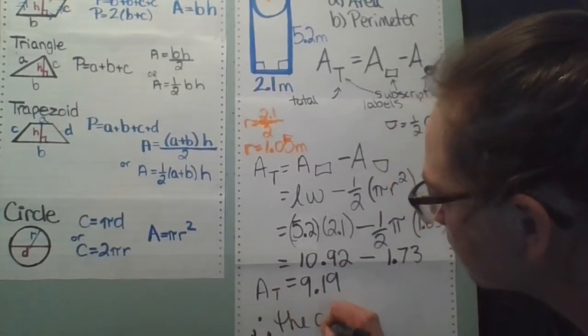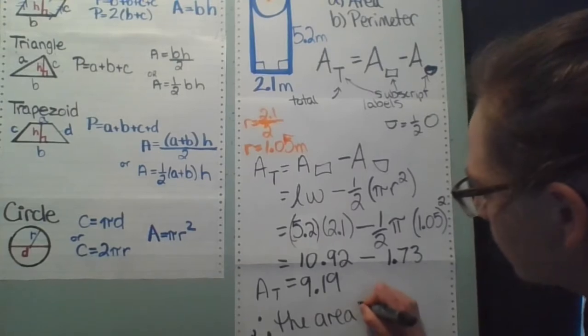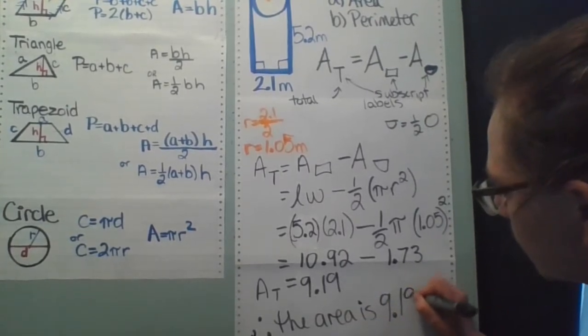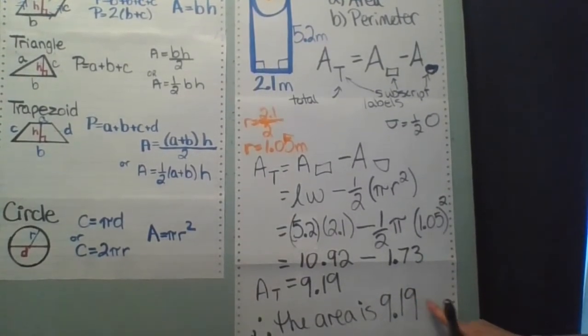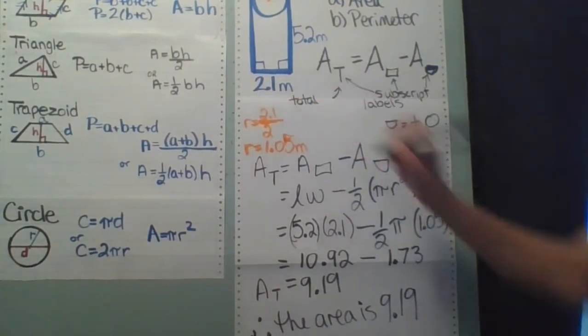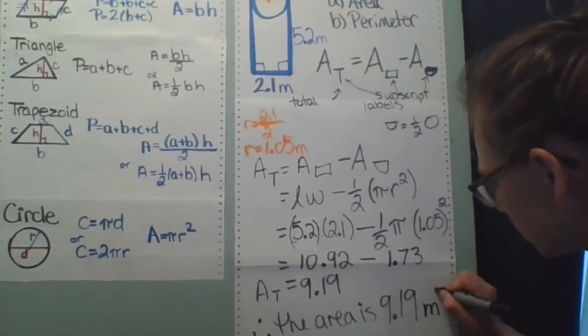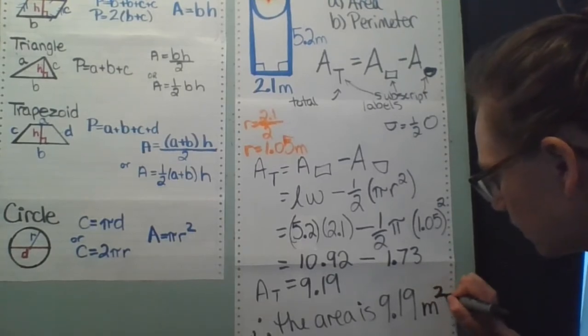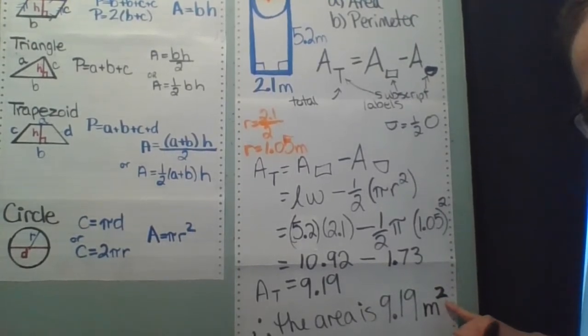Therefore, the area is 9.19. We need our units squared. So our units was meters, so meters squared, because area is always squared.